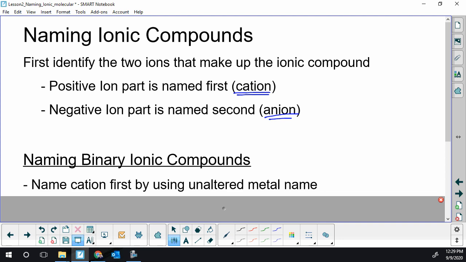We're going to name the cation first by using the unaltered metal name. We're not going to do anything to it. You're going to go to your periodic table and write it exactly as there.